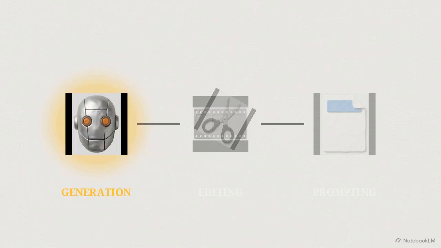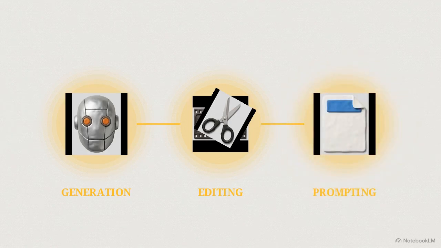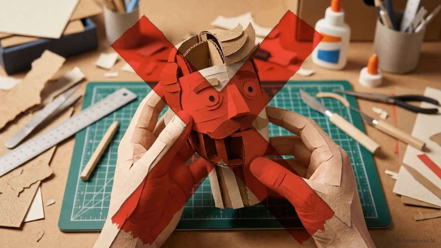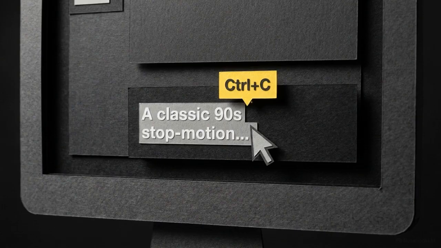This diagram shows the only 3 tools you need to pull this off. First, an AI video generator. Second, a basic video editor. And third, the text document we will use as our prompt blueprint. You don't need to know how to sculpt physical clay or rig a digital 3D model. The entire process relies solely on copying and pasting our blueprint precisely into the generator.